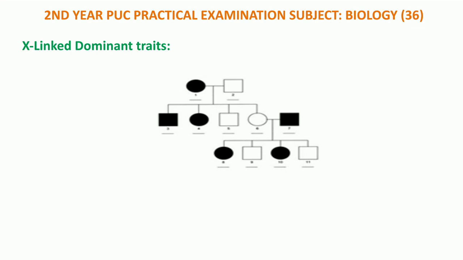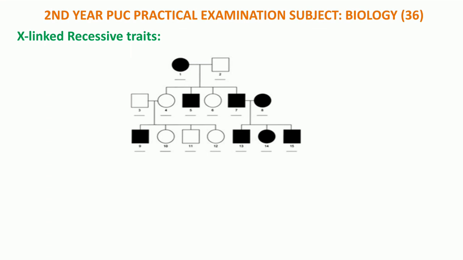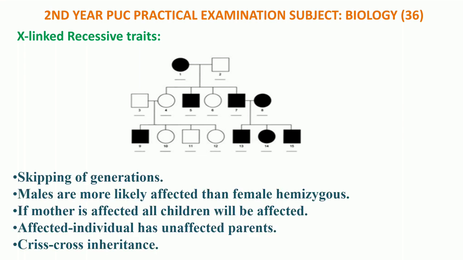X-linked dominant trait. It is the flowchart. The answer for this: the trait never passes from affected father to son. All daughters are affected if the father is affected. These are the points for this identification. The next one is X-linked recessive trait. If you get this flowchart in the 6th question F, the points you have to write are: there is a skip of generations, and males are more affected than females, being hemizygous. If a mother is affected, all sons will be affected. Affected individuals have unaffected parents, and there is criss-cross inheritance.